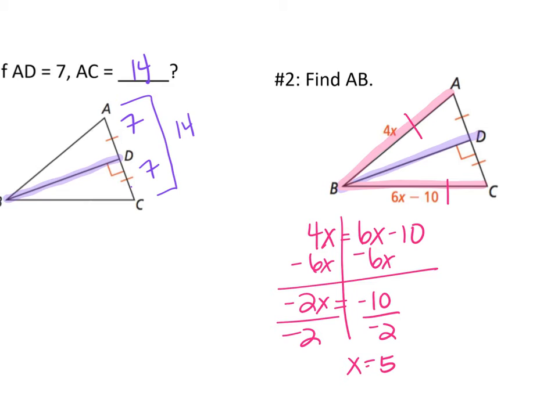However, it's not asking us what x is, it's saying what's AB. So make sure you go and plug that in. So I plug in 5 for x. 4 times 5 is 20.